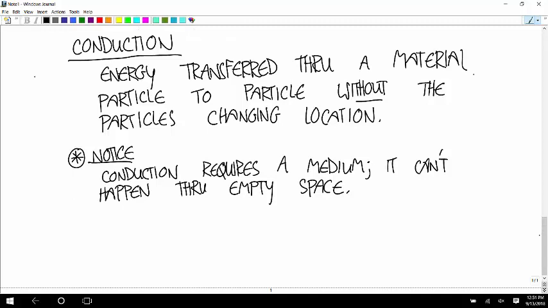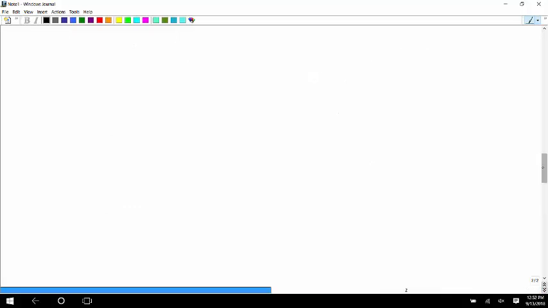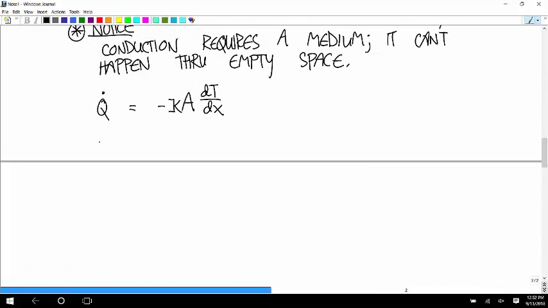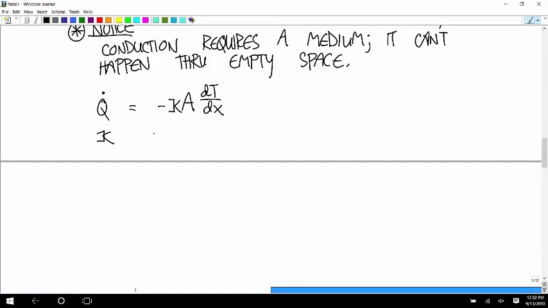And the formula for conduction is Q dot is equal to negative Greek letter kappa, which looks like a fancy short K, times A times dT/dx, where kappa is a material property, so it depends on the material you're talking about. Called the thermal conductivity.